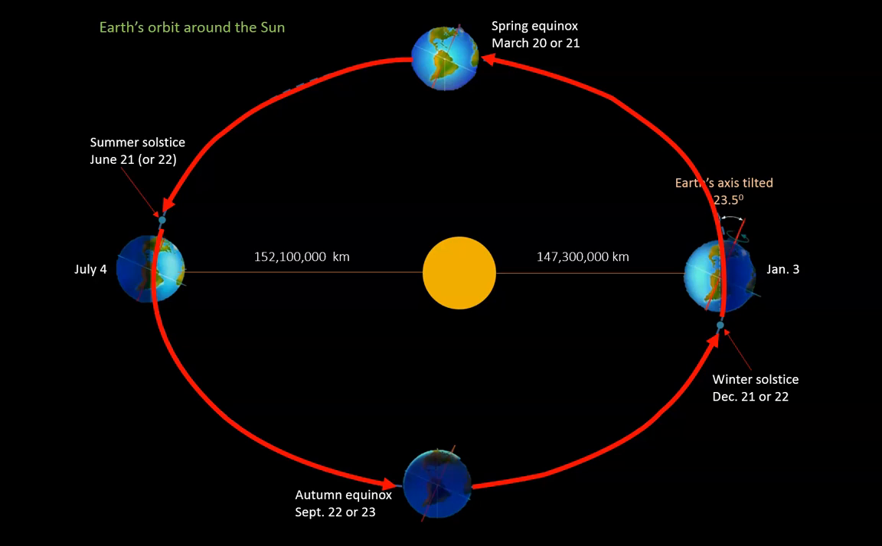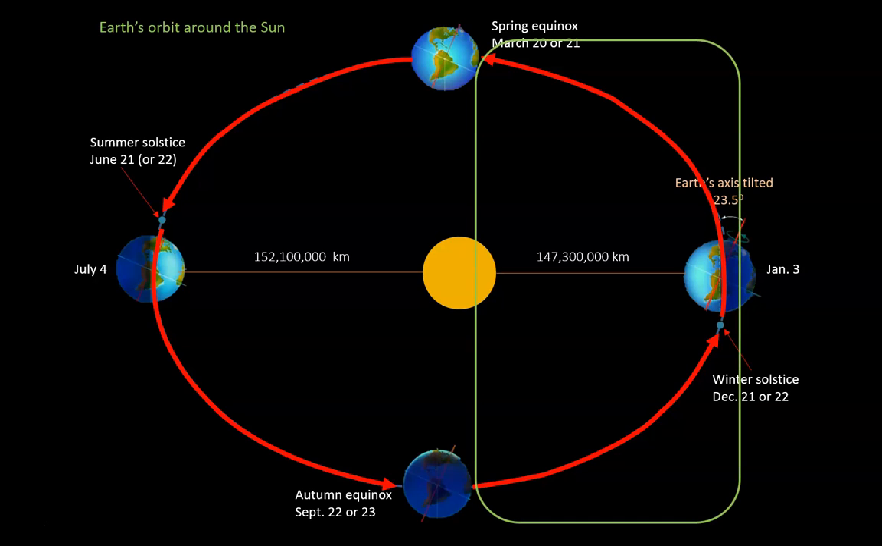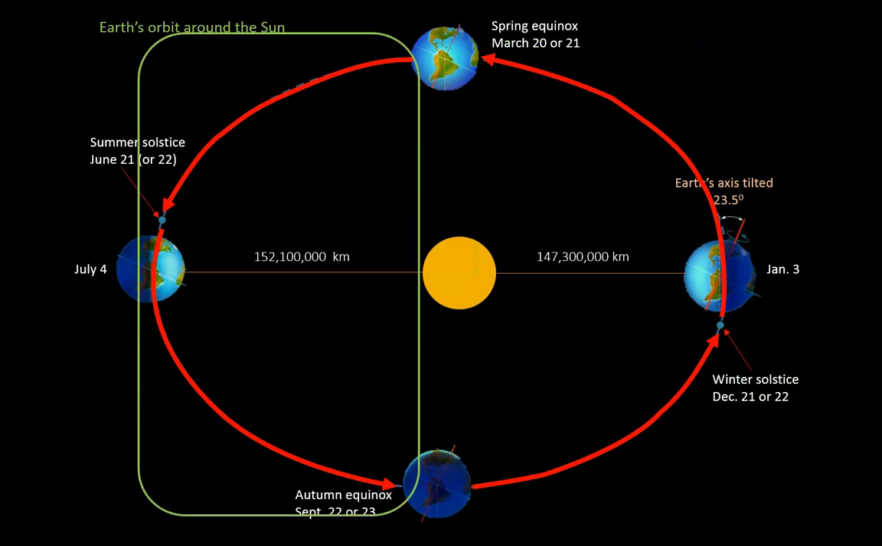And now a final comment. Although our year is divided into 4 seasons, the seasons are not all of equal length, and the reason for this is that the Earth doesn't orbit the Sun at the same speed. For example, on this side, where the distance between Earth and the Sun is shorter, Earth is orbiting the Sun somewhat faster, whereas on this side, when Earth is further away, the Earth's speed is somewhat slower.